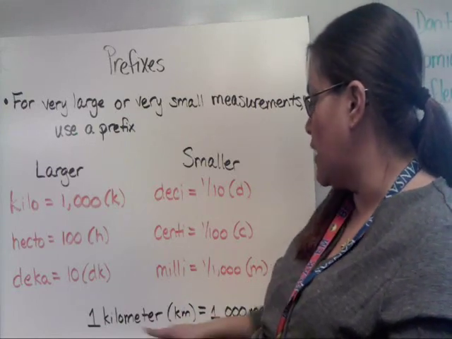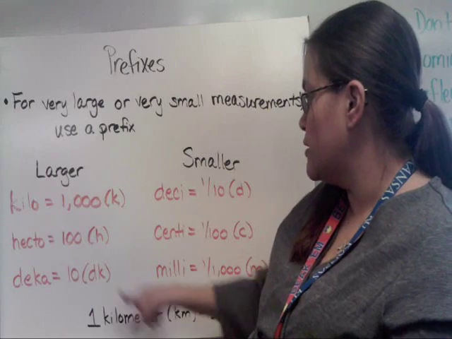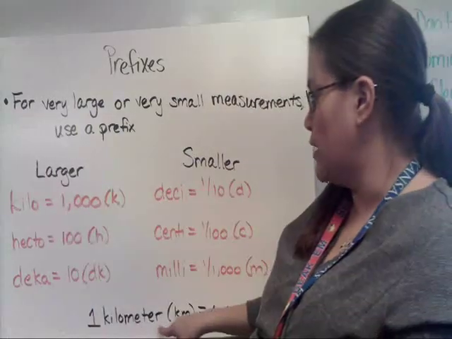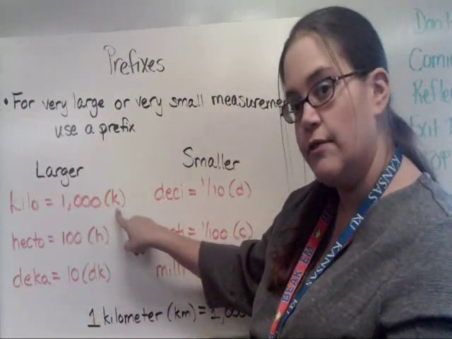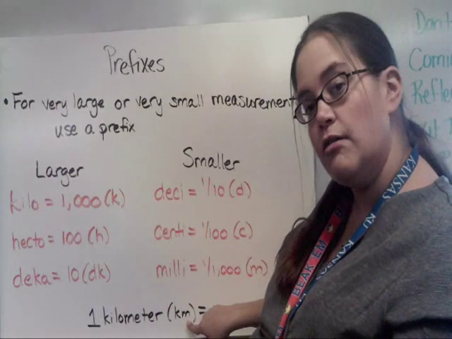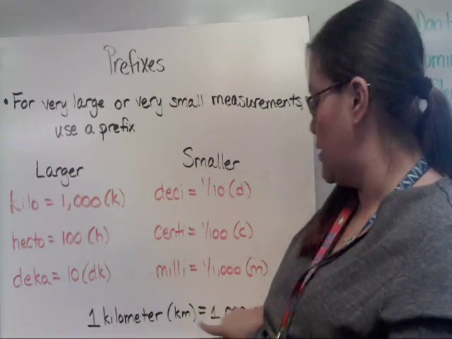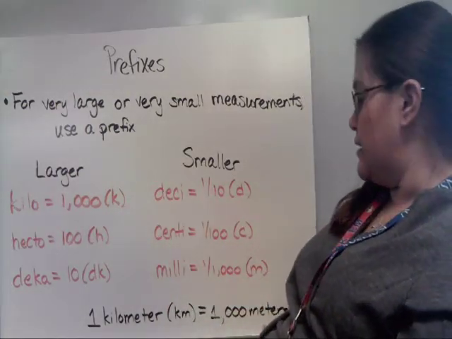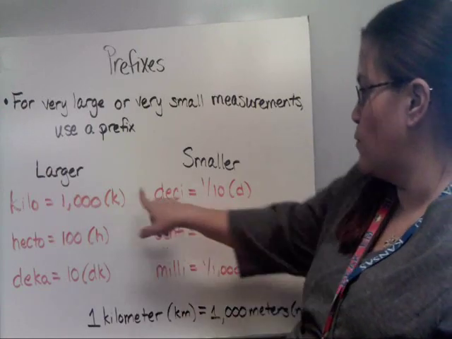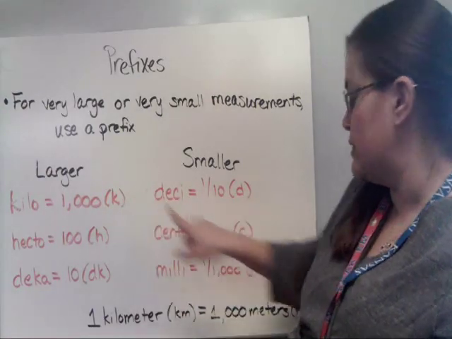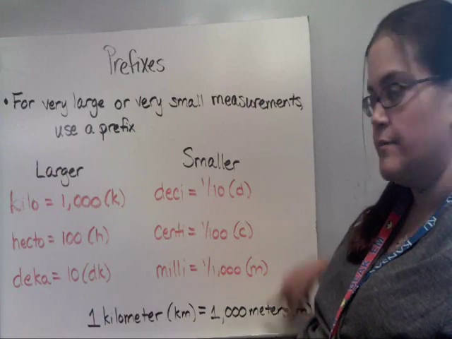So for example here, 1 kilometer, abbreviated K for the kilo, and M for the meter, so abbreviated KM, is equal to 1,000 meters. That's 1,000 of your base unit, so 1,000 meters.